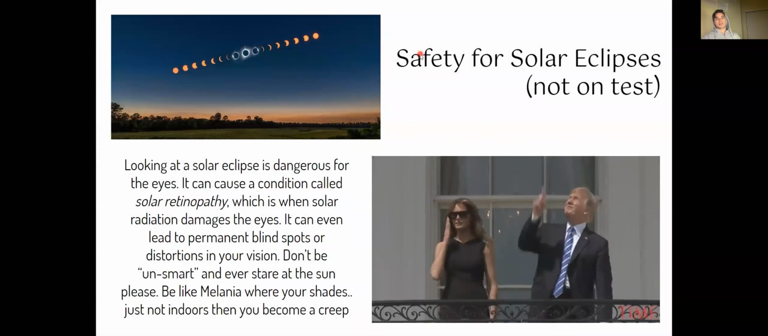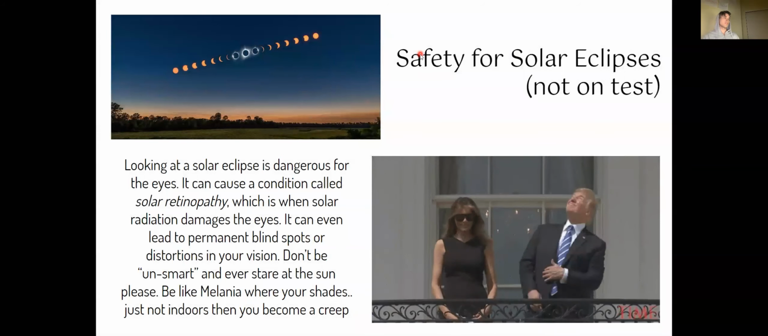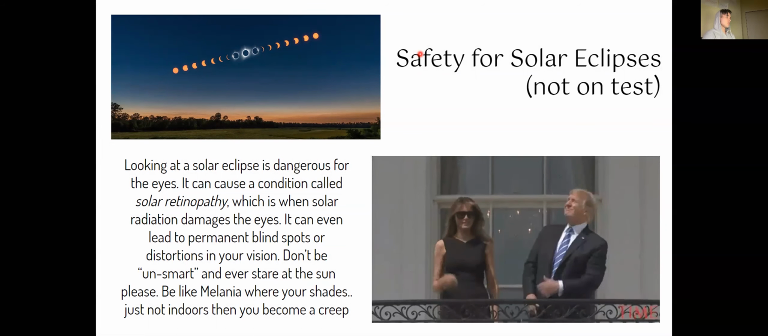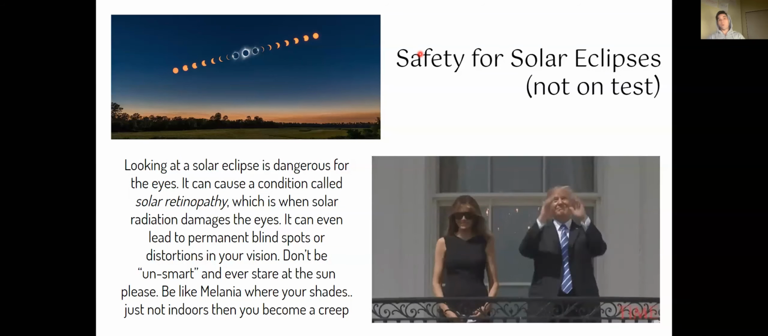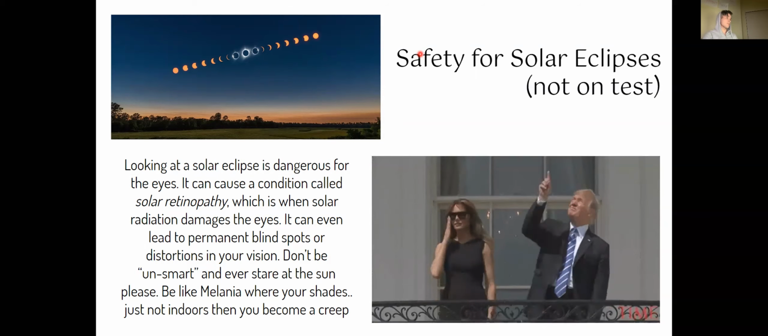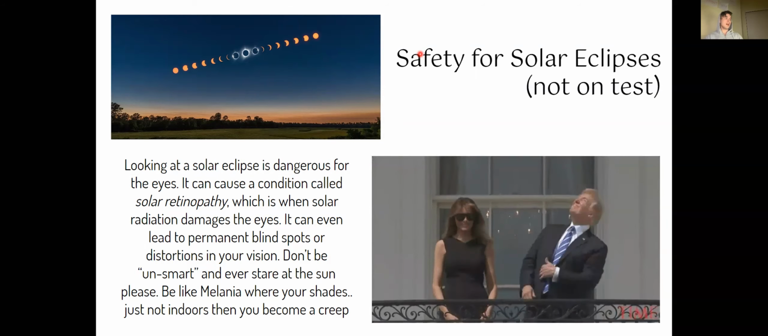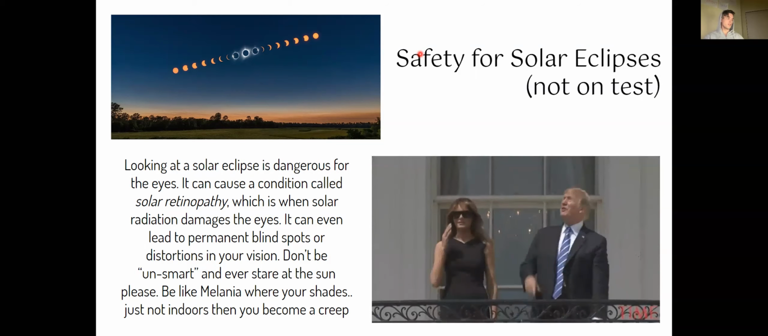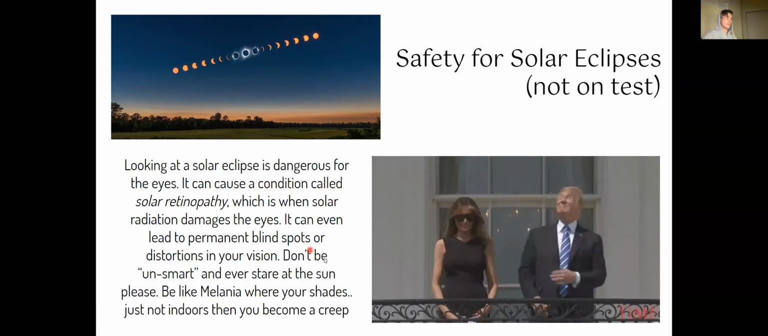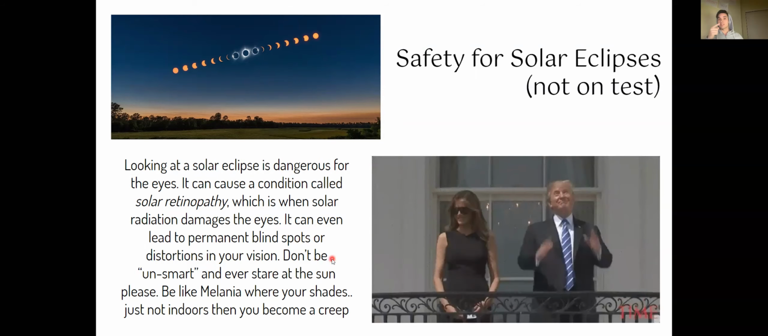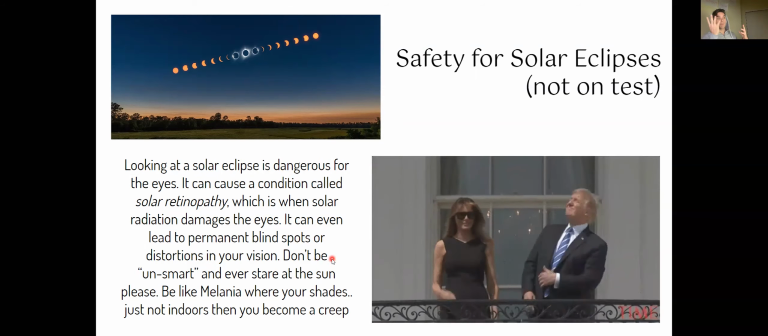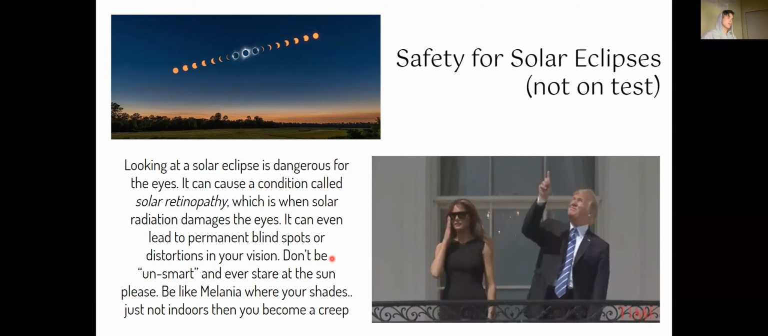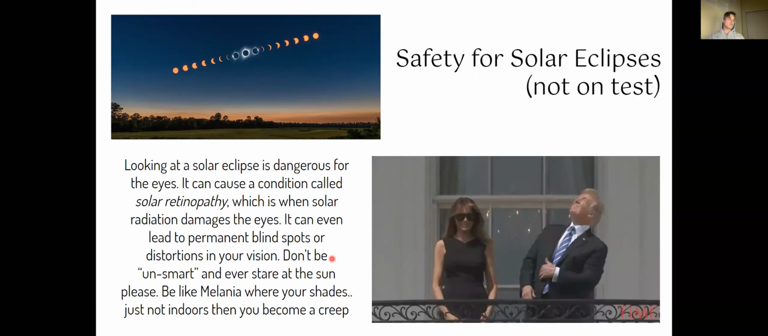All right. Obviously, once again, safety for solar eclipses. This is not on the test. You do not have to remember this, but it should be common sense. Do not look into the sun whatsoever, even in a solar eclipse. Like I said, solar retinopathy. I got a little bit when I was a kid from staring at the sun too long. It really can lead to permanent blind spots and distortions. Like, you might think, oh, I look in the sun, nothing happened. But a lot of times it doesn't pop up for like 4 to 6 hours. And then you're like, oh, no. All right. Don't be unsmart and never stare in the sun.